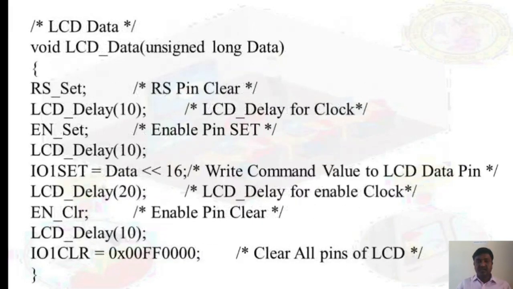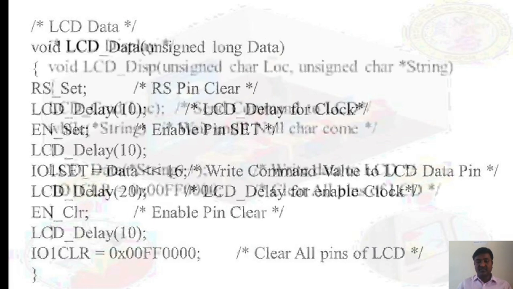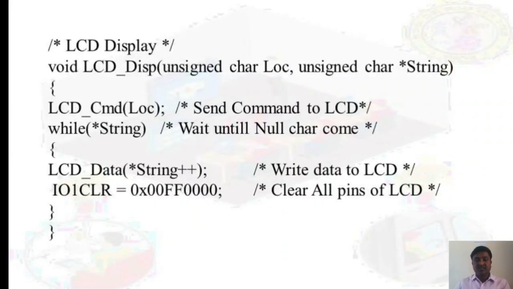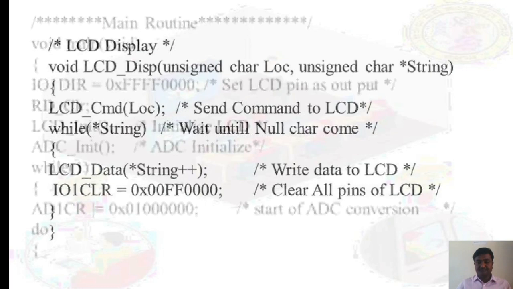0x000040. After that we are writing the LCD data function, the same as whatever we have written for LCD command. Here RS set, then we are calling LCD delay, enable set, LCD delay, IO1 set data, again shifting the data to 16 bits, LCD delay 20, then enable clear, LCD delay, then finally we are writing IO1 clear, clearing all the pins of the LCD. Here the LCD display function: LCD command, send command to the LCD, while star string, LCD data, whatever data we are displaying on the LCD we have to send, then IO1 clear.